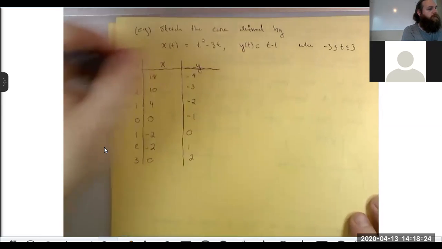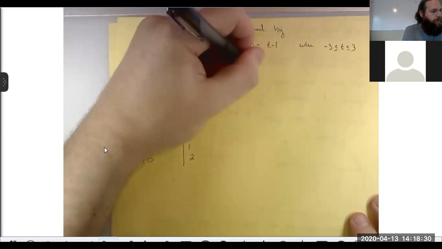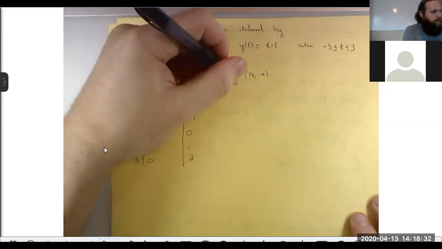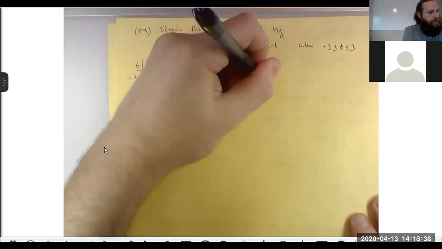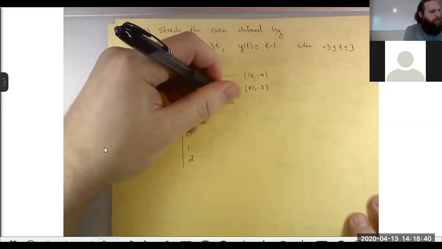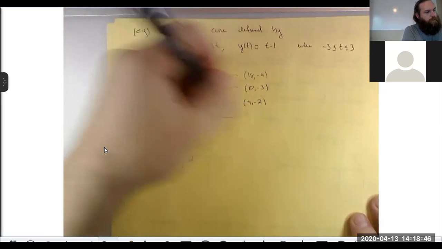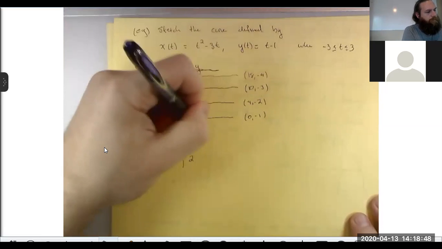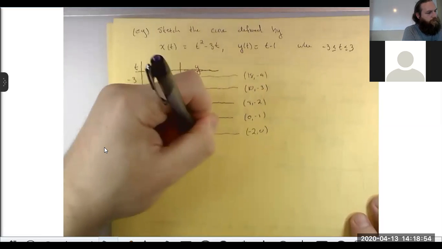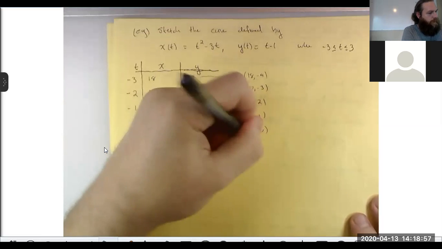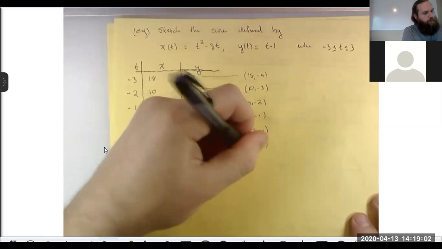So each one of these rows gives me an ordered pair. This row gives me the ordered pair 18, -4. This row gives me the pair 10, -3. This row gives me the pair 4, -2. This row gives me the pair 0, -1. This row gives me the pair -2, 0. This row gives me the pair -2, 1. And this row gives me the pair 0, 2.